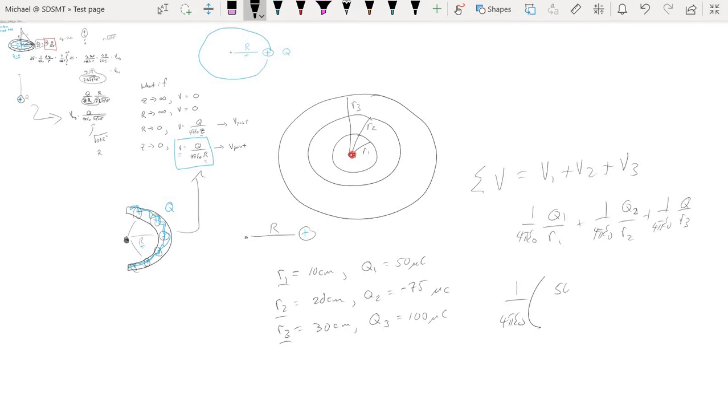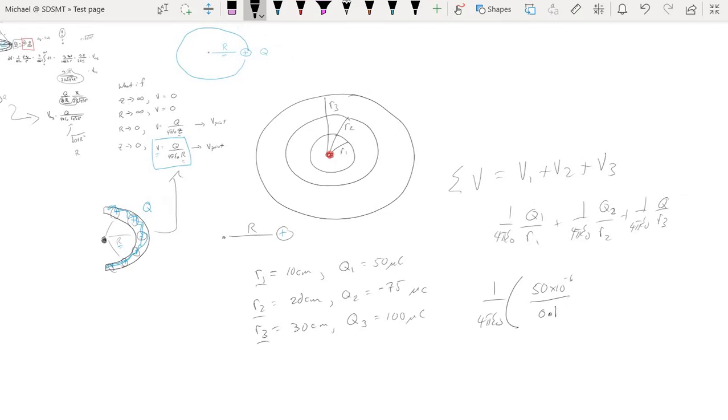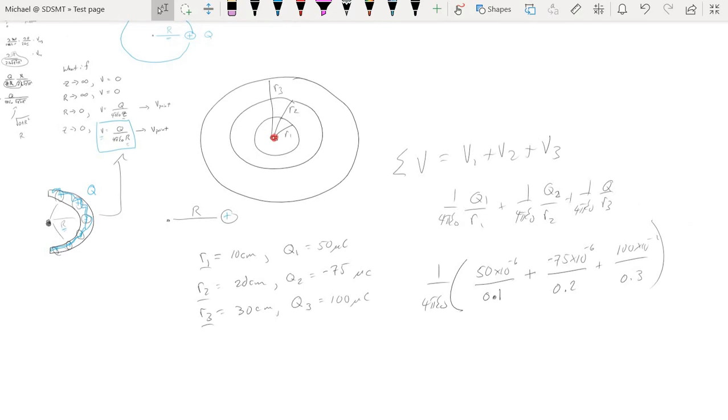We have 50 microcoulombs for charge 1. We've got 0.1 for R1, plus a negative 75 times 10 to the minus 6 over 0.2, plus 100 times 10 to the minus 6 over 0.3. From here, it's just a matter of crunching the numbers in our calculator, but this is it. This is all that is required.